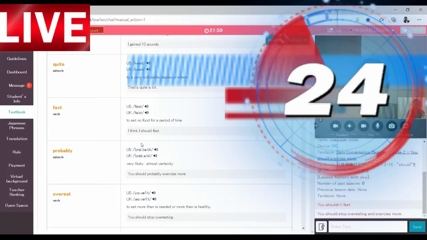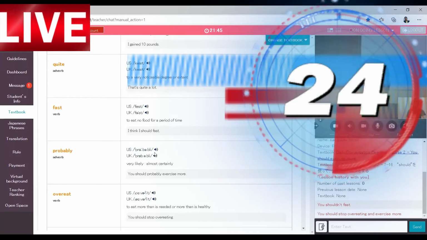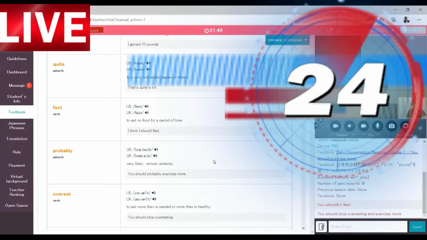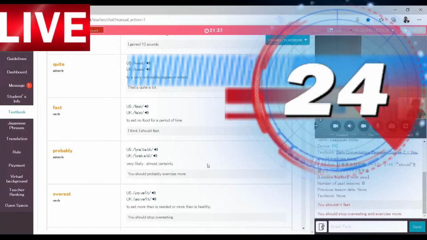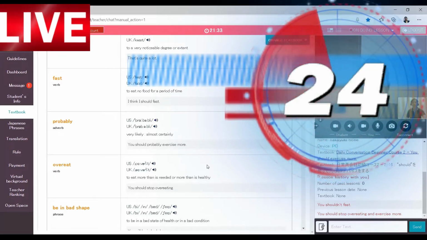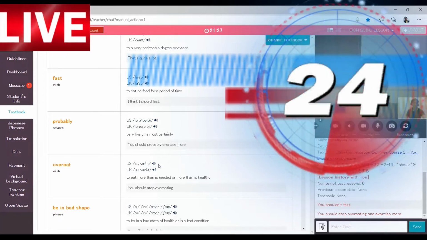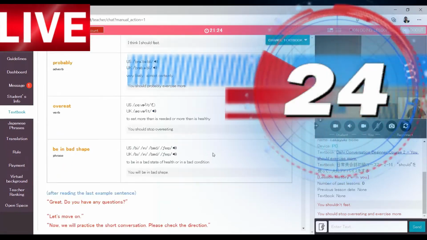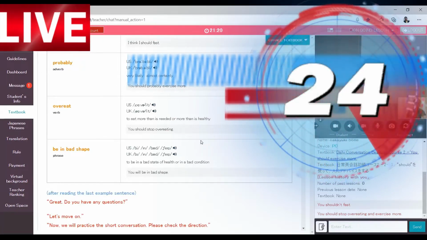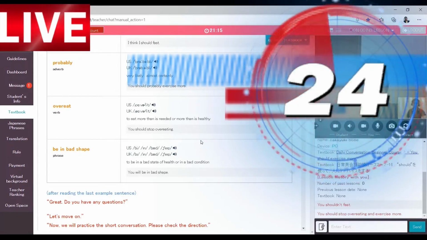Okay, please read the sentence. I think I should fast. Okay, let's have the next. Probably. Okay, so it means very likely or almost certainly. Okay, please read the sentence. You should probably exercise more. Okay, let's have the next. Overeat. Okay, so it means to eat more than is needed or more than is healthy.